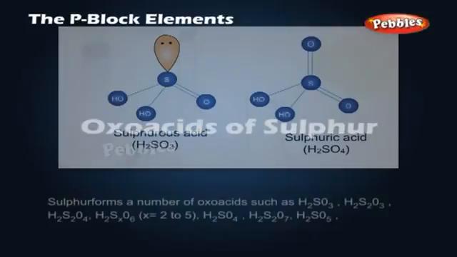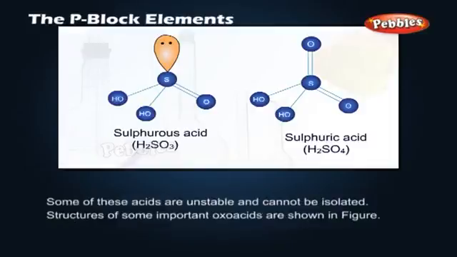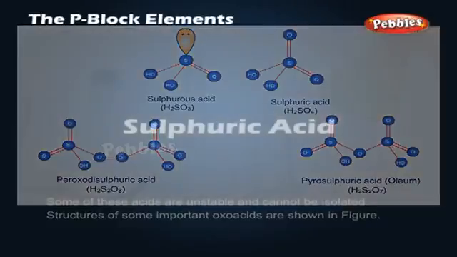Oxoacids of sulfur. Sulfur forms a number of oxoacids such as H2SO3, H2S2O3, H2S2O4, H2S2O6, H2SO4, H2S2O7, and H2SO5. Some of these acids are unstable and cannot be isolated. Structures of some important oxoacids are shown in the figure.